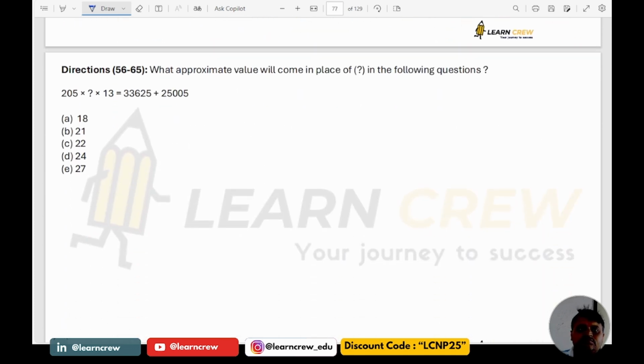Next, 205. So if you see here, 33625 plus 25505 is 58630 divided by 205 into 13. So 58630, directly we have to simplify. 13 4s are 52, 13 5s are 65, 13 1s are 13. Now 205 22s are. So the answer is 22.